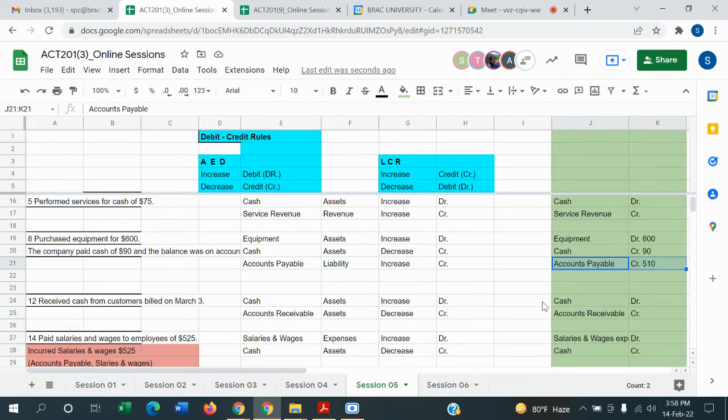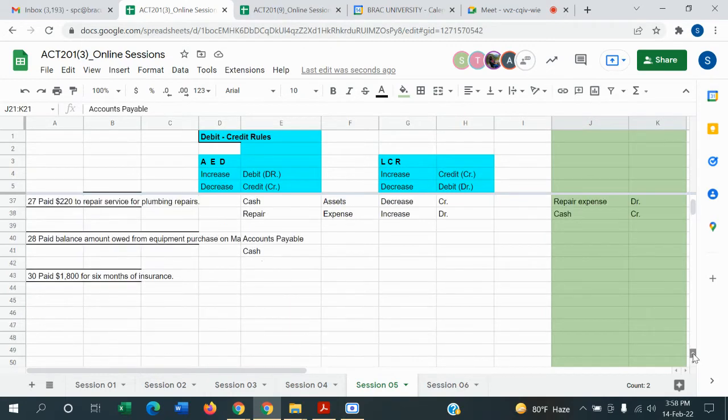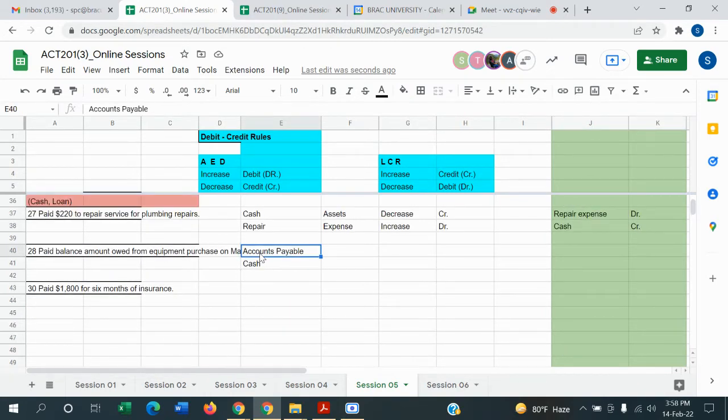Now in the second transaction, there is no relationship with that equipment purchase, only with that liability. That's why whenever you are paying your liability, accounts will be affected, your liability will be reduced. And how are you paying the liability? Through cash. So asset, cash will be affected. So liability decreased, asset decreased as well.